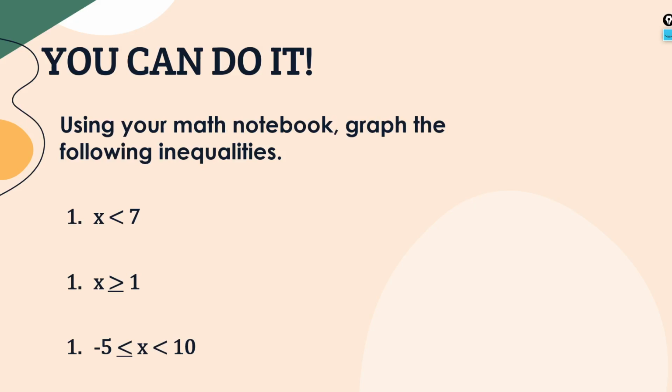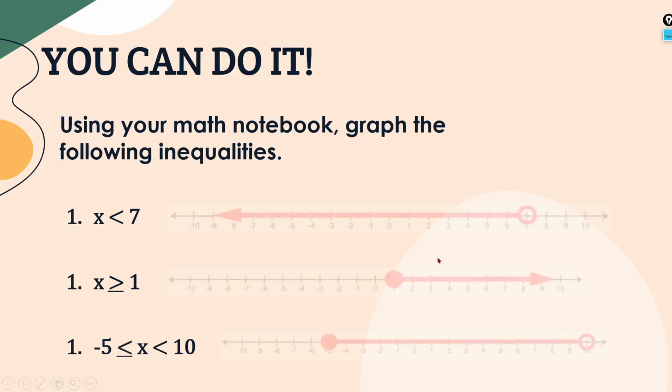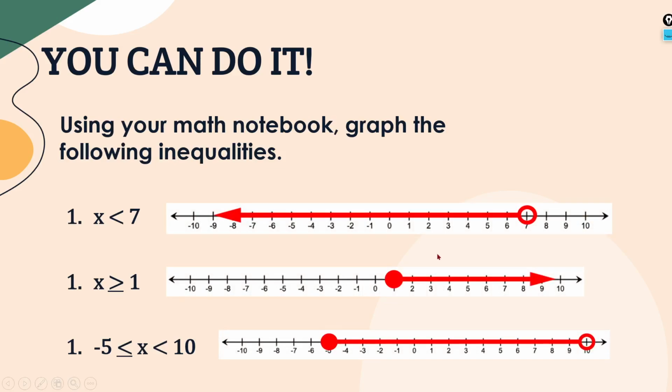Right. May sagot ka na dapat sa tatlong items na ito. Sorry, hindi ko alam kung bakit yan 1, 1, 1. Dapat yan ay 1, 2, 3, siyempre. But your answers should be these. X less than 7, that's a hollow circle at 7 and array pointing to the left. Number 2, x greater than or equal to 1, that's a solid circle at 1 and array pointing to the right. And then finally, x is greater than or equal to negative 5 and less than 10. That should be a solid circle at negative 5, a hollow circle at 10, and a line segment in between.